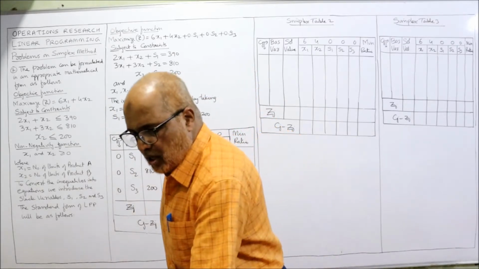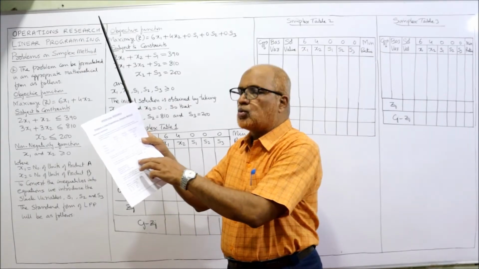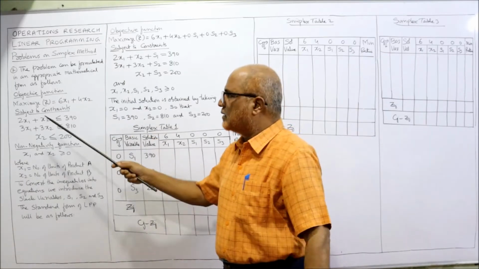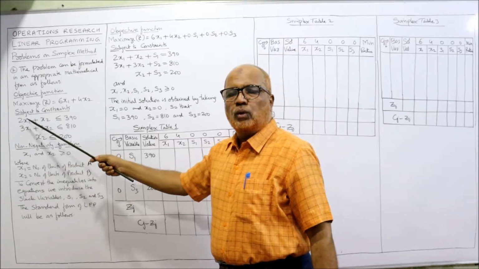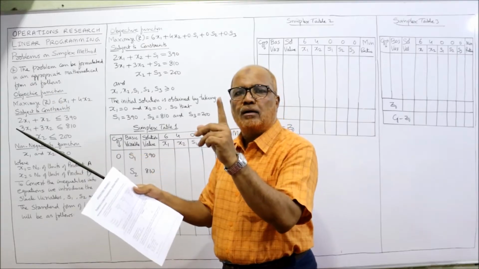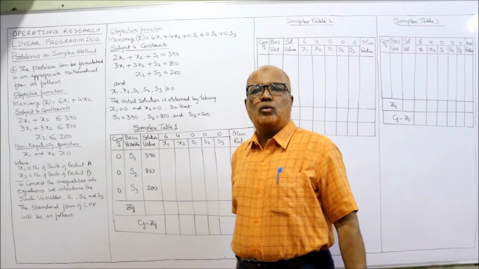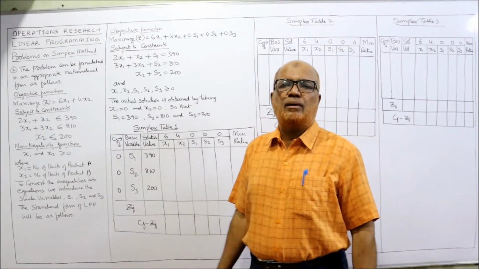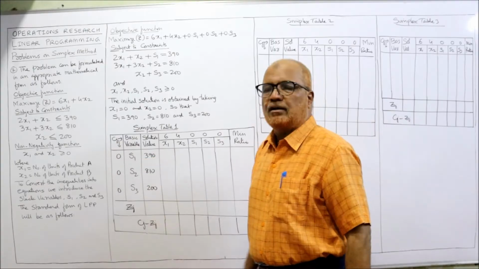Subject to constraints. How many cutting hours are required for producing product A? 2 hours. So 2x1, where x1 is the number of units of A. And how many cutting hours for B? 1 hour, so 1x2, which is x2. Less than or equal to. What is the maximum time available on the cutting machine? 390. So less than or equal to 390.